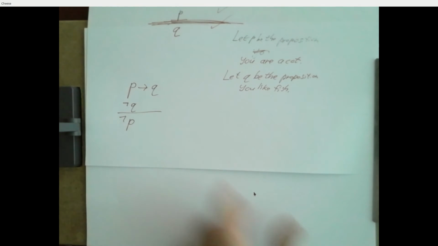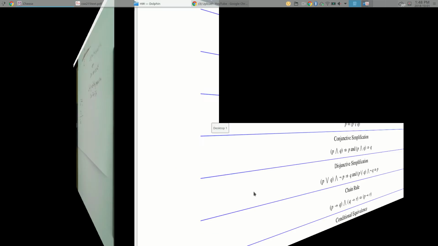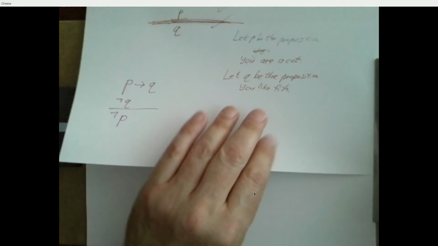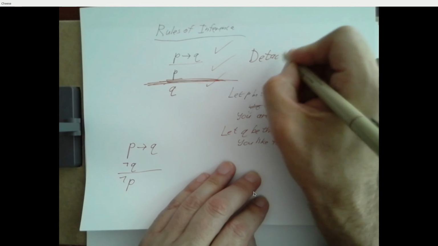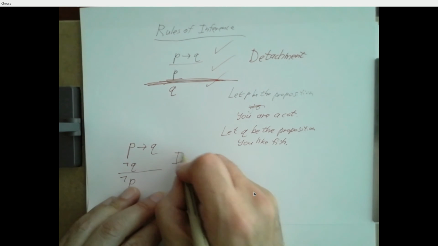So this is another valid rule of inference. And this is something called indirect reasoning, or contrapositive or contradiction. Indirect reasoning in the book. So given if P then Q and given not Q, we can conclude not P. So those are two rules of inference: detachment and indirect reasoning.